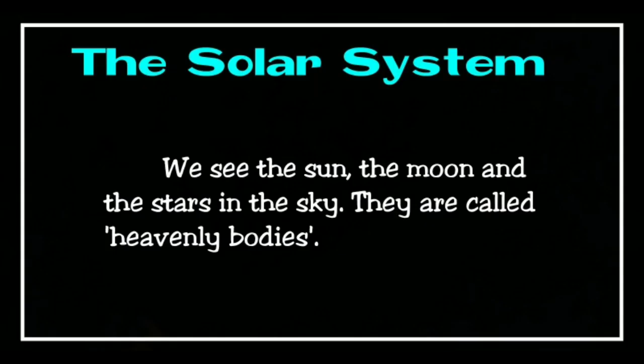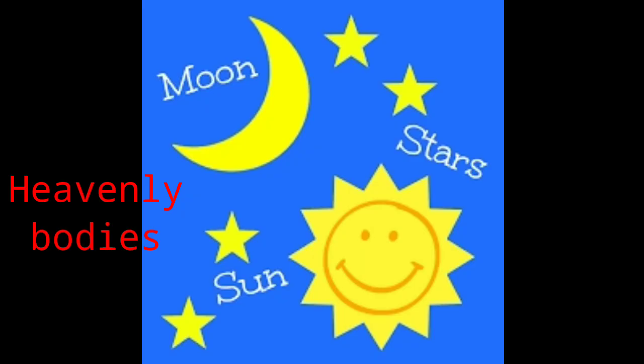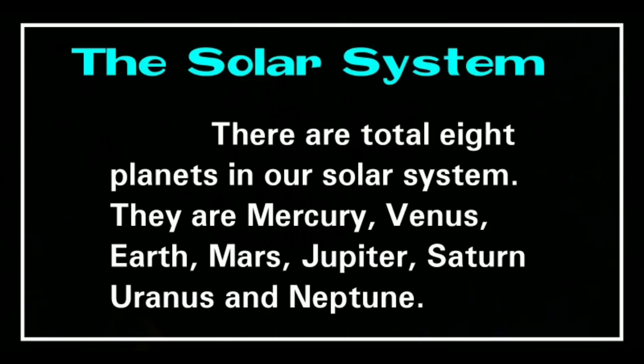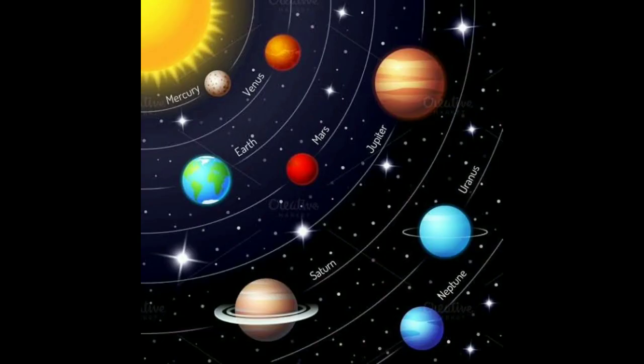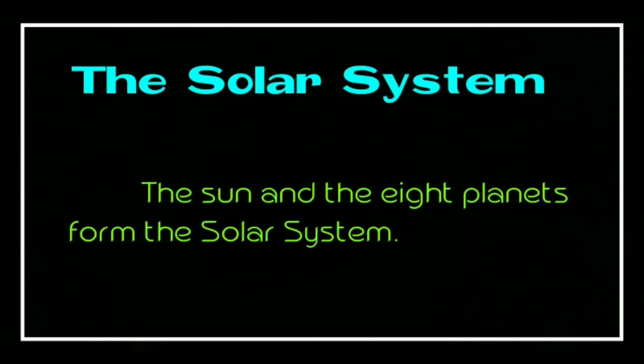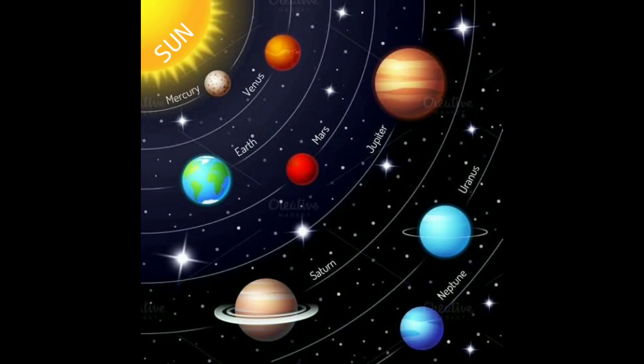The solar system. We see the sun, the moon, and the stars in the sky, and they are called heavenly bodies. There are total 8 planets in our solar system. They are Mercury, Venus, Earth, Mars, Jupiter, Saturn, Uranus, and Neptune. The Sun and the 8 planets form the solar system. That means the Sun and the 8 planets, Mercury, Venus, Earth, Mars, Jupiter, Saturn, Uranus, and Neptune, they form the solar system.